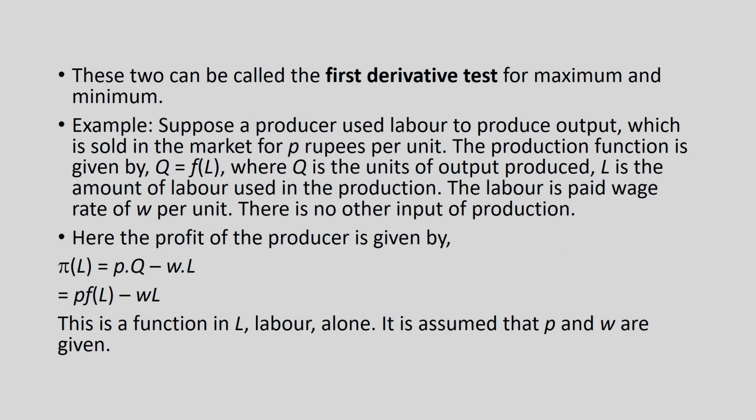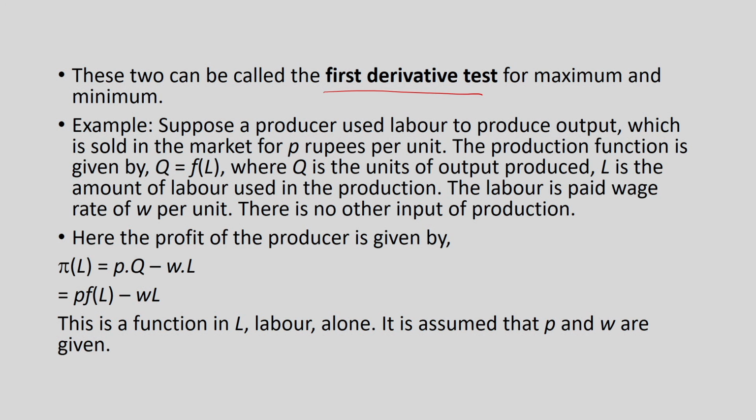These two can be called the first derivative test for maximum and minimum. As I was telling you, these criteria can be put together to find out whether a function has a maximum or a minimum at a particular point, in particular at the stationary point. So, this is called the first derivative test.